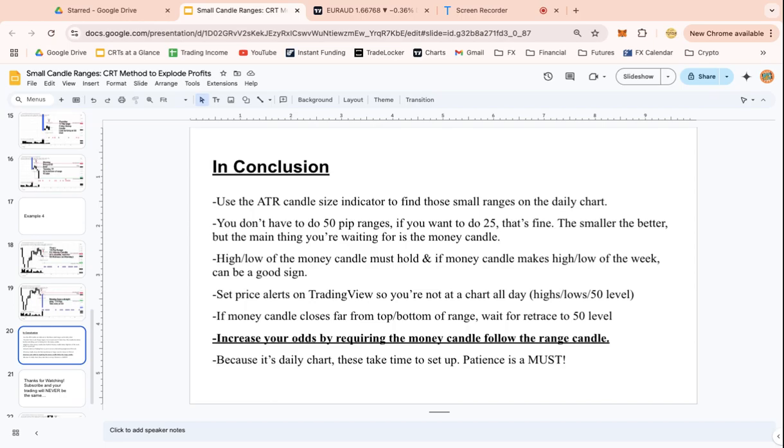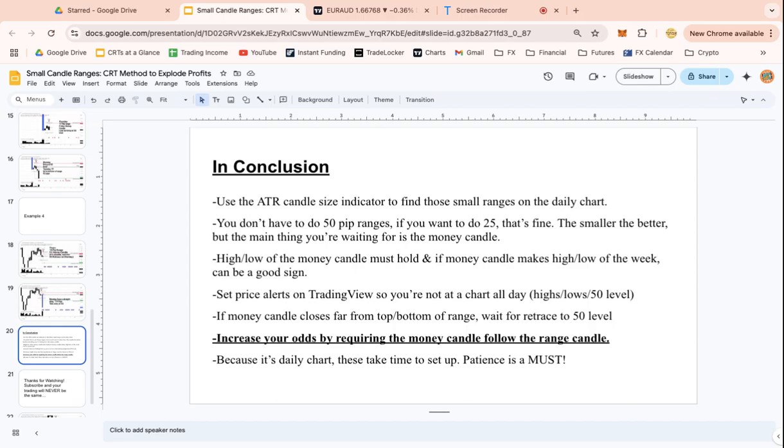But the main thing you're waiting for is the money candle. All right. The money candle is the main thing to wait for. The range candle is not enough. All right. The high or low of the money candle has to hold for the trade to still be considered valid. And if the money candle makes the higher low of the week, that can be a great sign that your trade is going to play out.